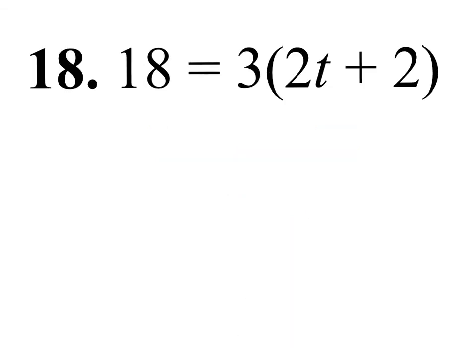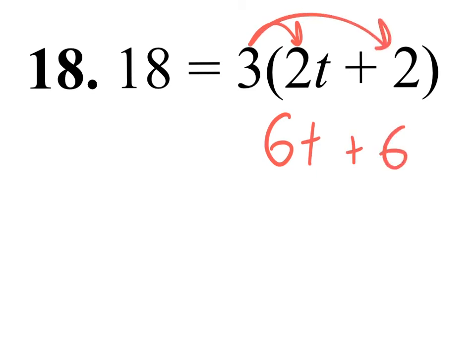Moving on. Let's distribute 3 times 2t is 6t. 3 times 2 is 6. You know what, this is kind of weird. Let's make this t capital so I don't make the mistake of thinking it's a plus. So that says 6t plus 6. Then we have the equal sign.